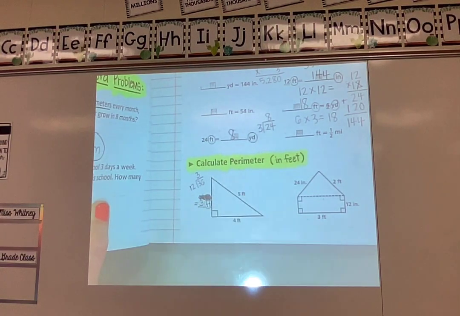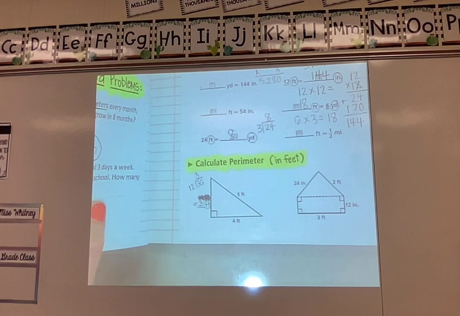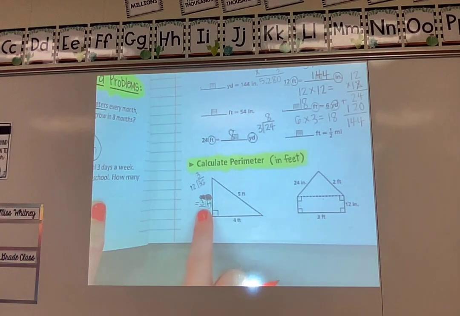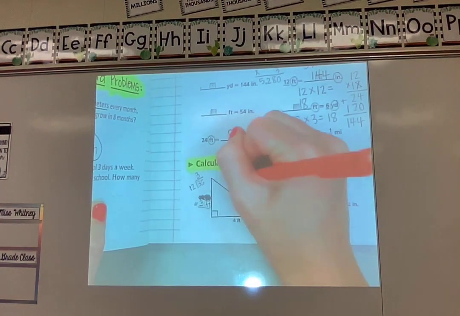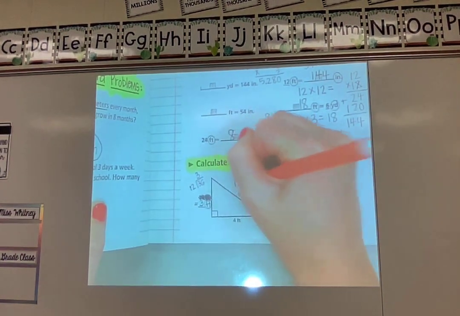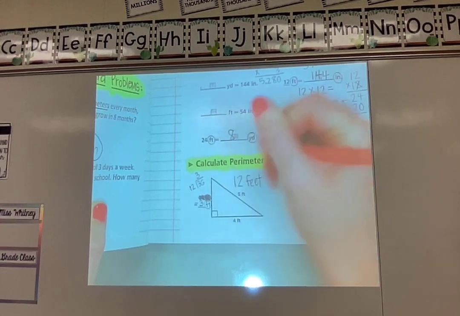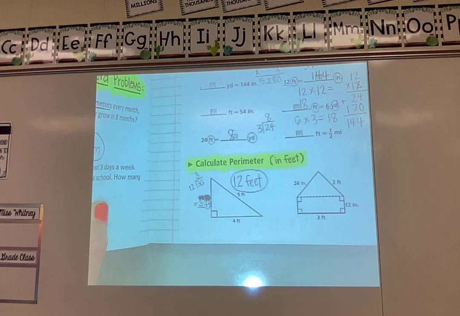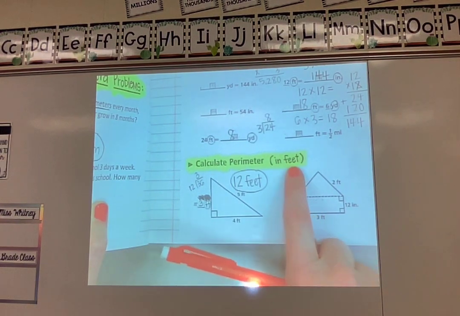Now all of my sides match in feet, so I would just add them up because that's what perimeter means. 5 and 4 is 9, plus 3 more for over here would be 12. So the perimeter of this triangle is 12 feet. The adding is the easy part, but I have to make sure they're all in the same units before I do that. And I knew it's feet because that's what they told me up here it needed to be.